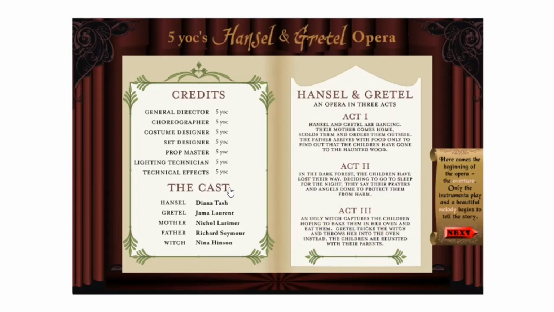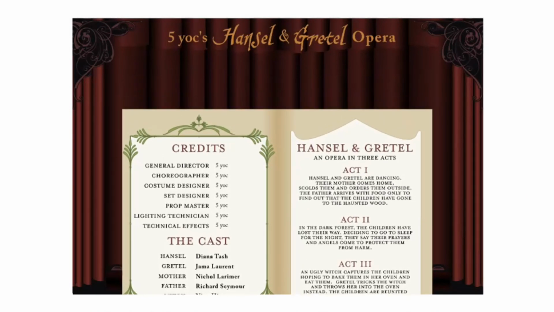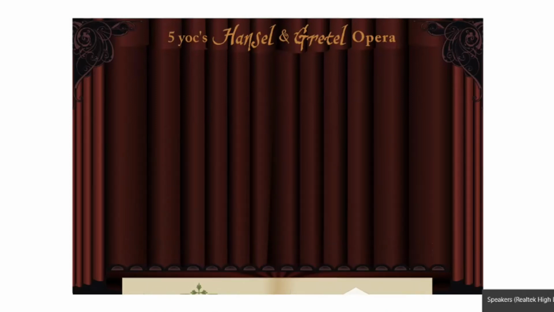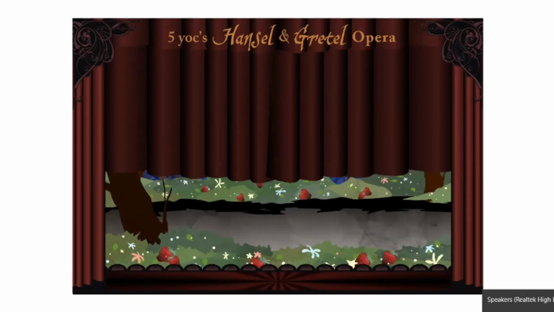You'll hear music in the background that talks about credits and the cast and what an opera is about, how many acts it has. Read this to the students so they get familiarized with the actual story. You can also talk about overture and the melody and different vocabulary words that go along with this opera.